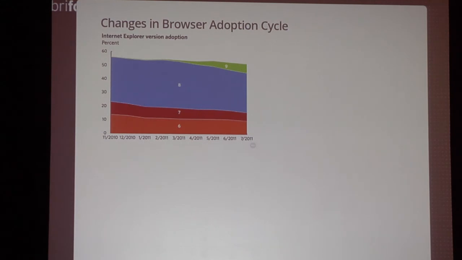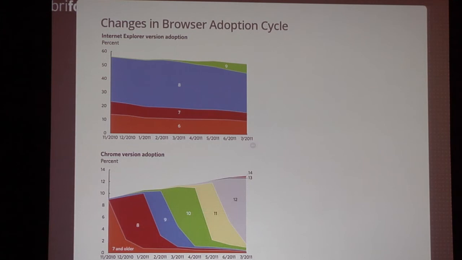We were talking about this before, about the browser adoption cycle. This is how it used to be with IE. It was like layers. It's like the Grand Canyon. Every time a new browser is released, it's another layer on top of the existing browsers. So this is the browser adoption cycle, the way that we used to have it.